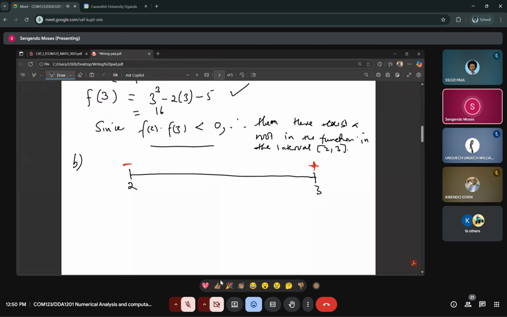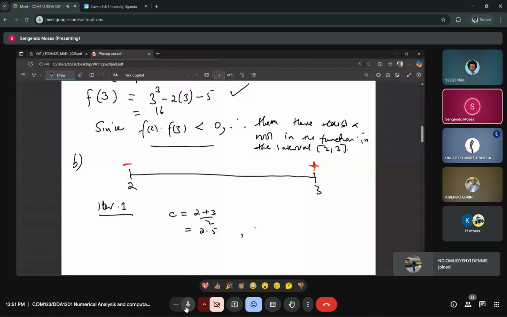Now we continue to the first iteration. Iteration 1. We want to find c. The c is the midpoint of these ones, and that gives us 2.5. Therefore, we do a check. What is f(2.5)? We substitute 2.5 in the function.